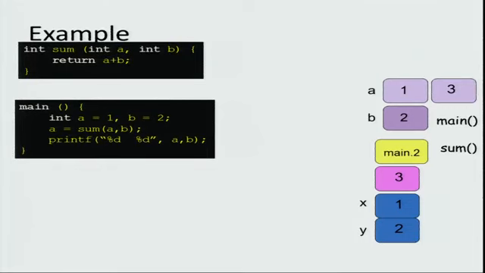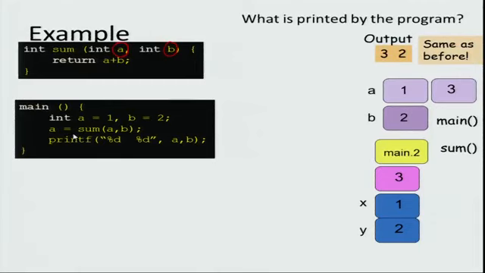Now, let us try a slightly more tricky example. Here is the novelty in this example. Sum, instead of being declared with x and y, is now declared with two variables called a and b. The main program also has two variables named a and b. So, what will happen here? The output is the same as before. So, 3 2. If you compile the program and execute it, it will be the same as before.